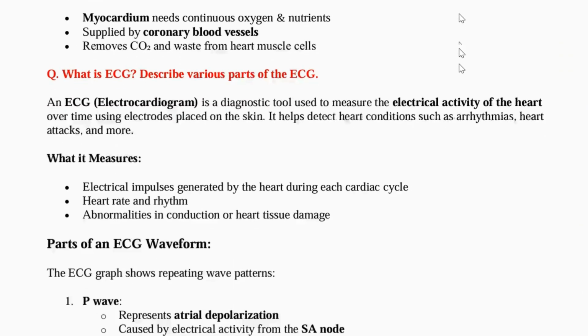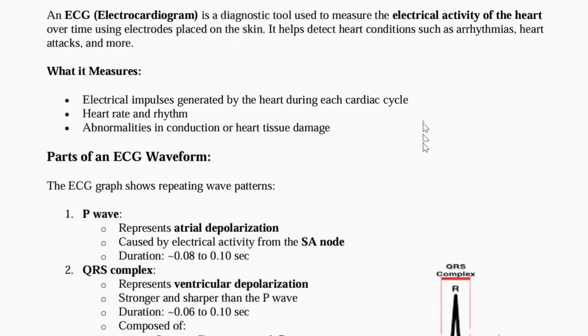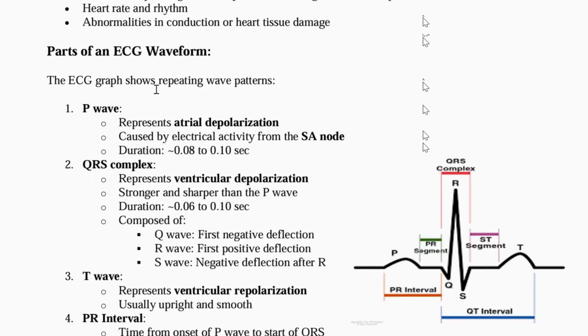What is ECG? Important question. Describe the various parts of ECG. Electrocardiogram is a diagnostic tool that is used to measure the electrical activity of the heart over time using electrodes placed on the skin. It helps detect heart conditions such as heart attacks and many more. What does it measure? It measures the impulses generated by the heart using the cardiac cycle, heart rate and rhythm, abnormalities in the condition or in the heart tissue damage.